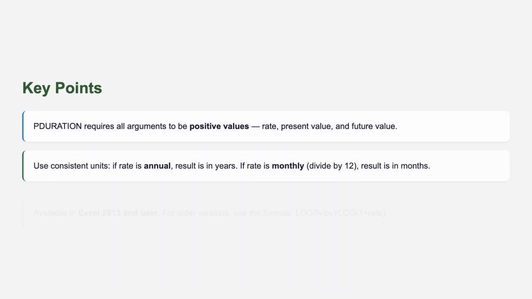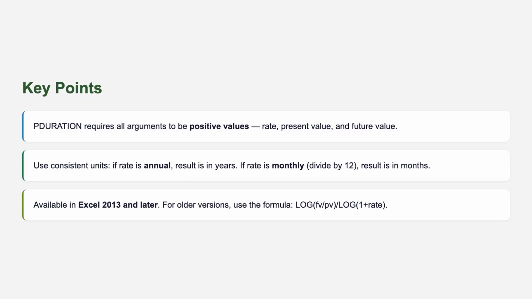Key points to remember. First, PDURATION requires all arguments to be positive values, including rate, present value, and future value. Second, use consistent units. If the rate is annual, the result is in years. If the rate is monthly, the result is in months.